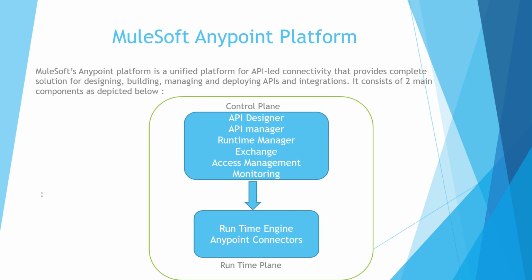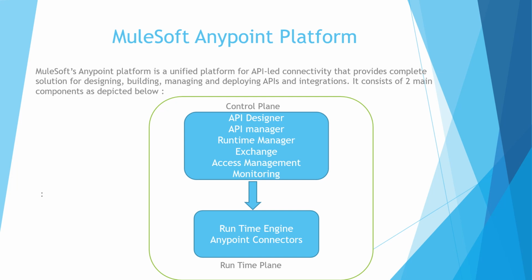In this section, we will learn about MuleSoft's Anypoint platform. MuleSoft's Anypoint platform is a unified platform for API-led connectivity that provides a complete solution for designing, building, managing, and deploying APIs and integrations. It consists of two main components, the control plane and the runtime plane. The control plane is a centralized management component of Anypoint platform. It provides a single point of control for the API and integration assets of an organization.